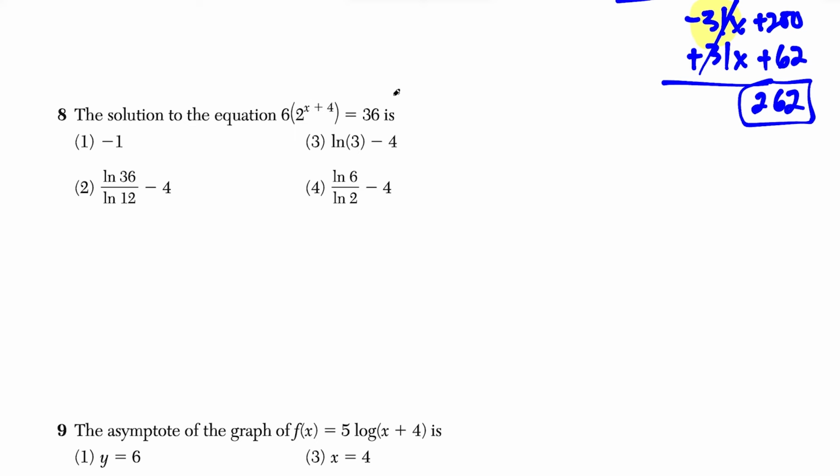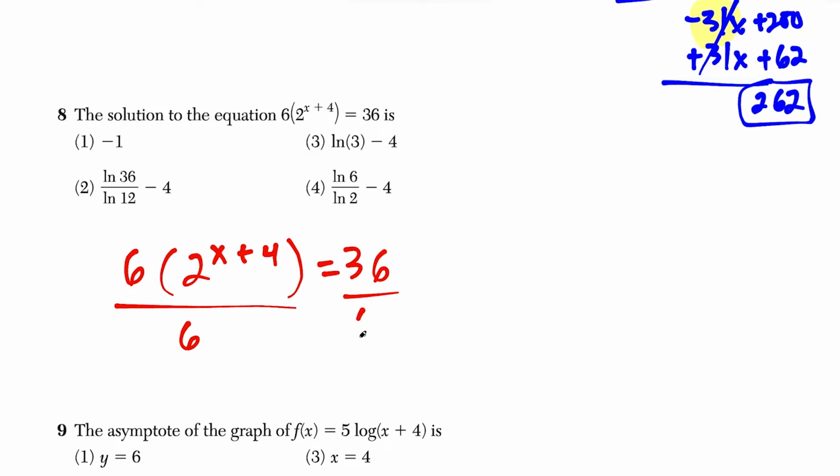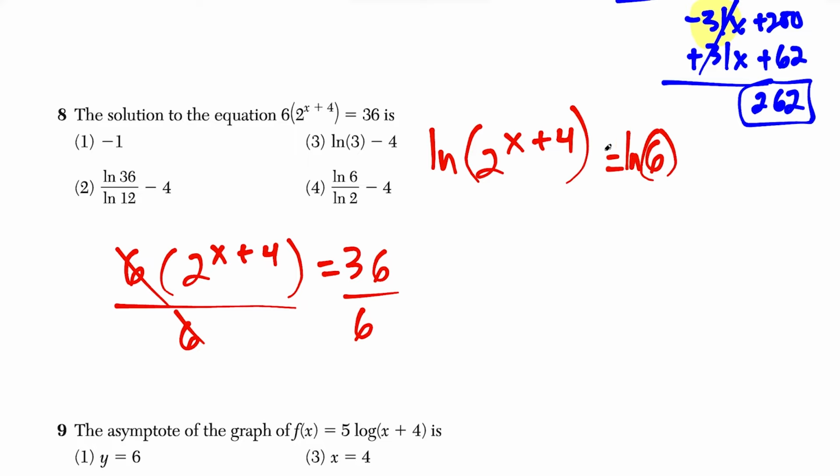Question 8, we're going to solve this equation for x. So we have 6 times 2 to the x plus 4, and this is equal to 36. For this one, we could divide both sides by 6 first. That's going to make this a little simpler. So what we have now is 2 to the x plus 4 is equal to 36 over 6, which is equal to 6. And then looking at all the answer choices, they all have natural log in them. So that tells us to take the natural log of both sides. So we have natural log of the left equals natural log of the right side.